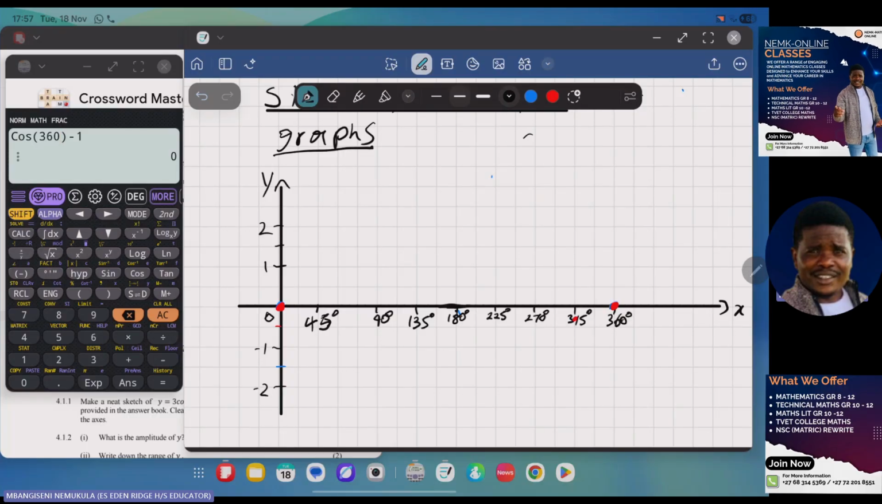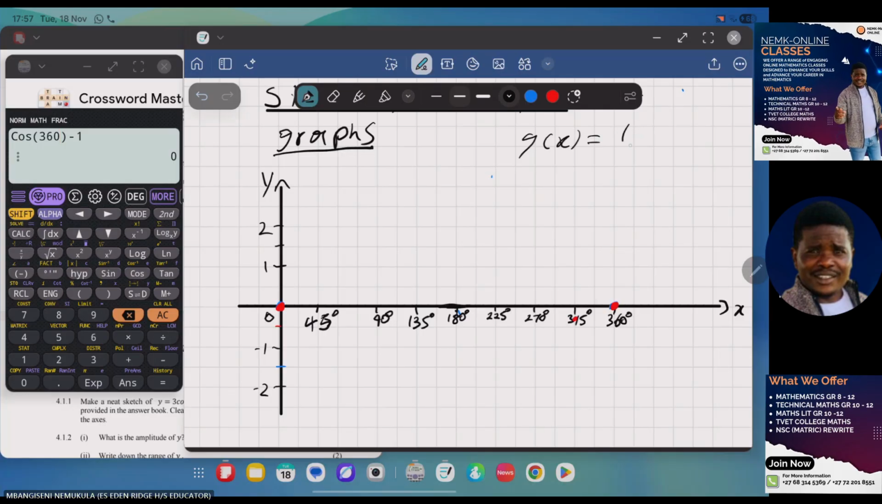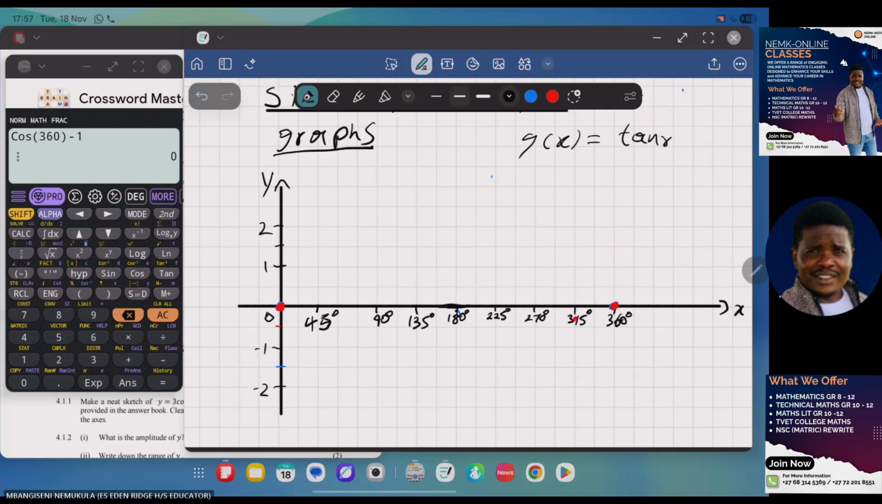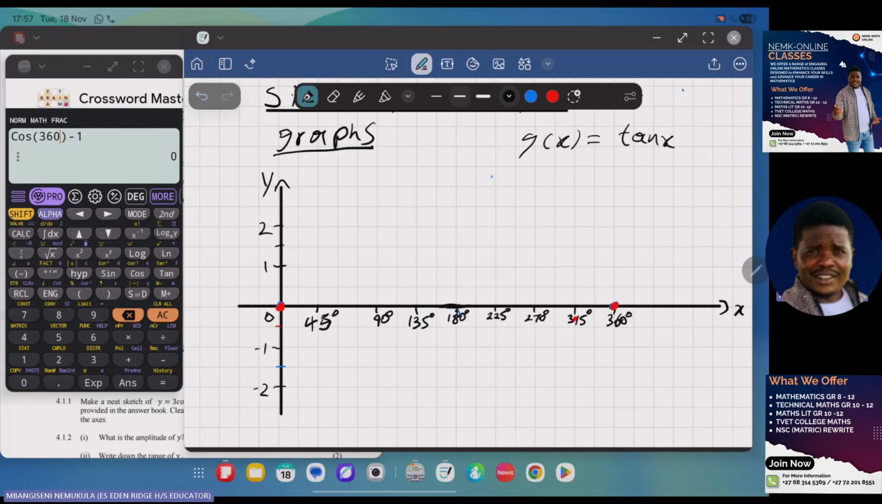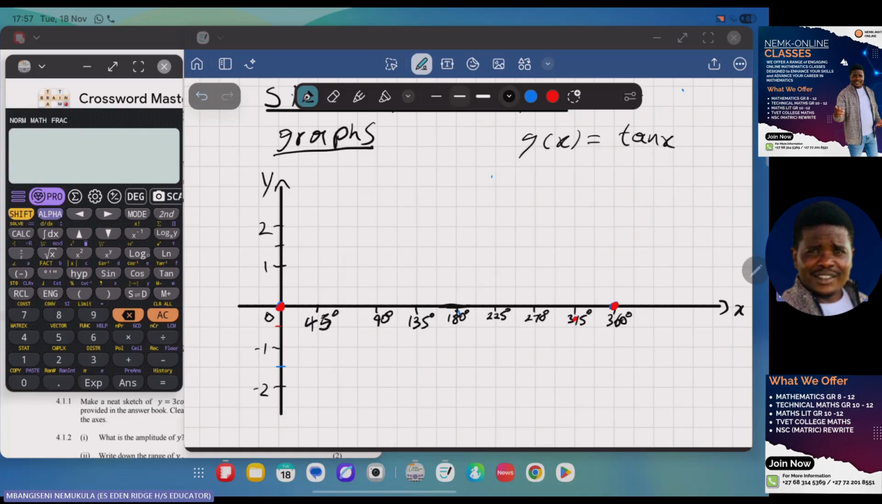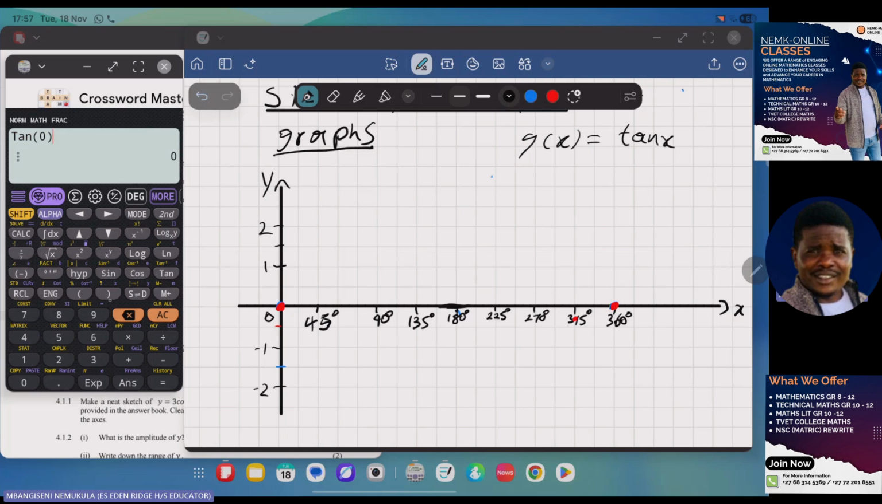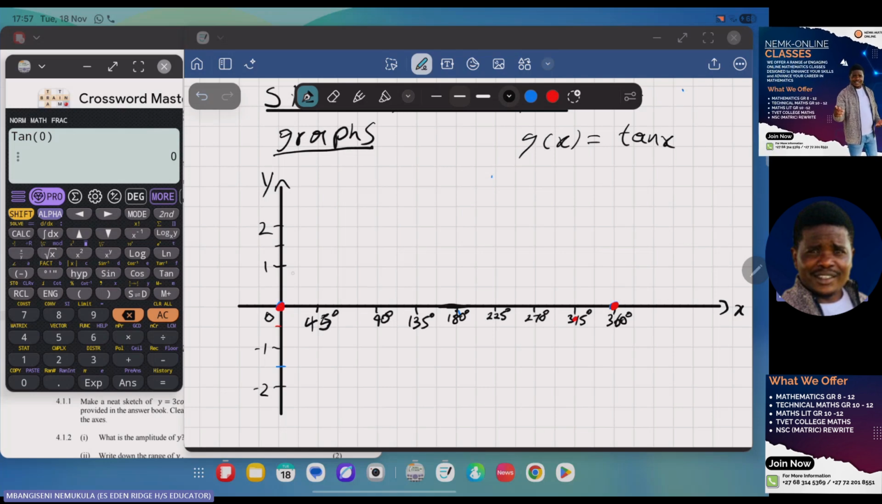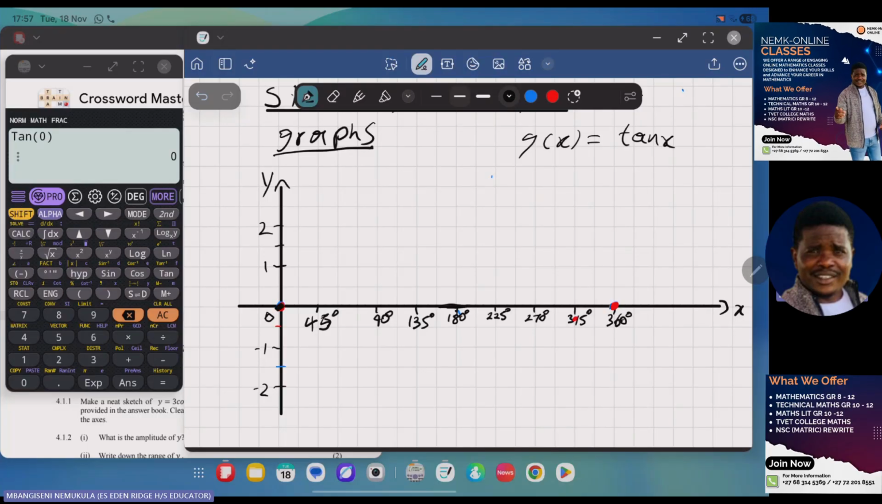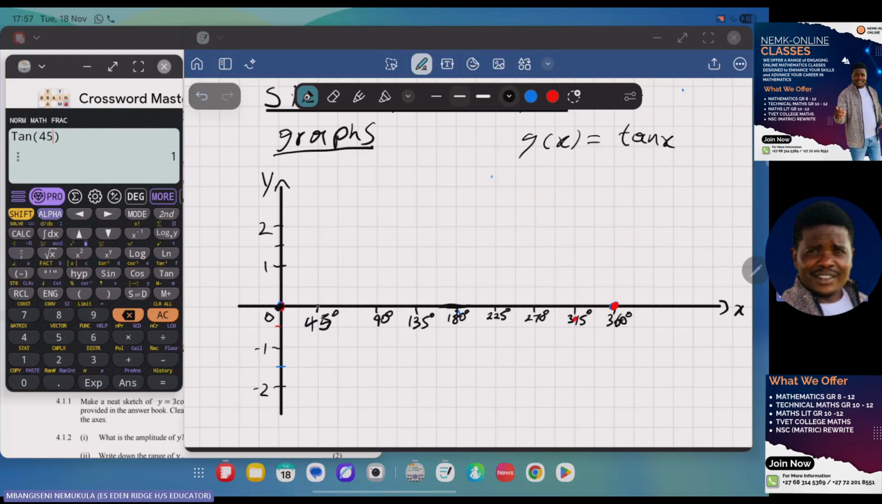G of x. We'll call this one g of x equals tan x. Okay, let's look at this one. How will we sketch this one? We go to our calculator, press tan, then we start at the first point, which is 0. What is the answer? 0. So we make a dot. Let's use a black color. Then the next point is 45. 45 gives you 1, 45 and 1 there.